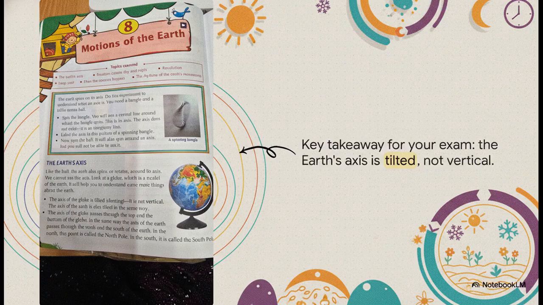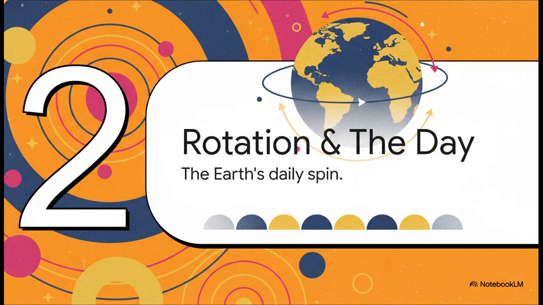Now, listen up, because this is probably the most important thing you need to remember for your exam. The Earth's axis is not straight up and down. It's tilted. It's leaning over. This one little fact, this tilt, is the secret ingredient that explains pretty much everything, from our daily cycles to our yearly seasons.